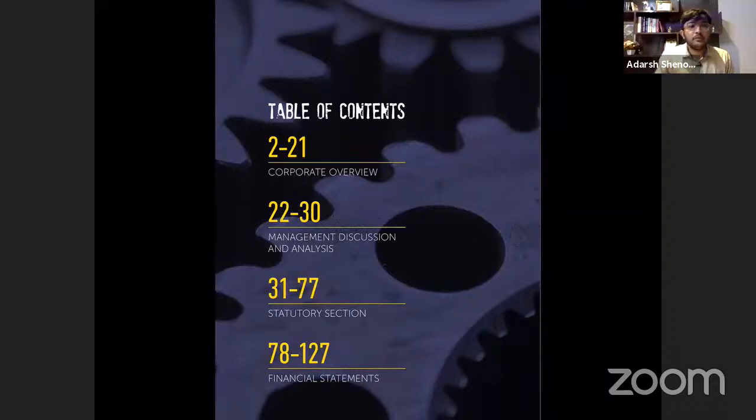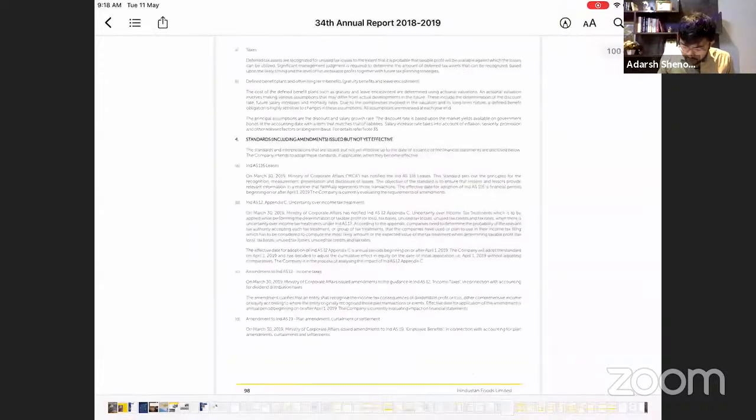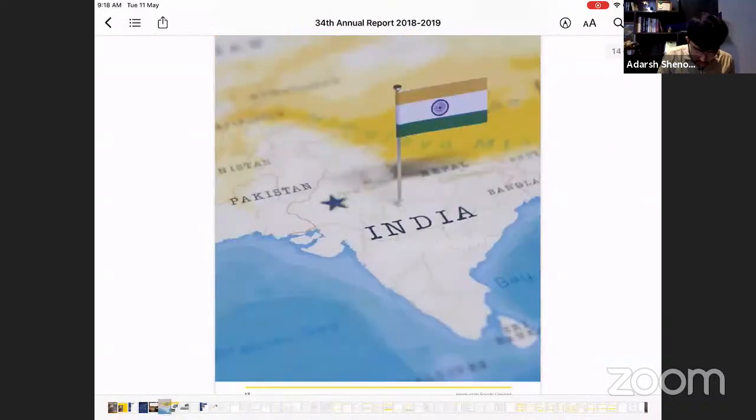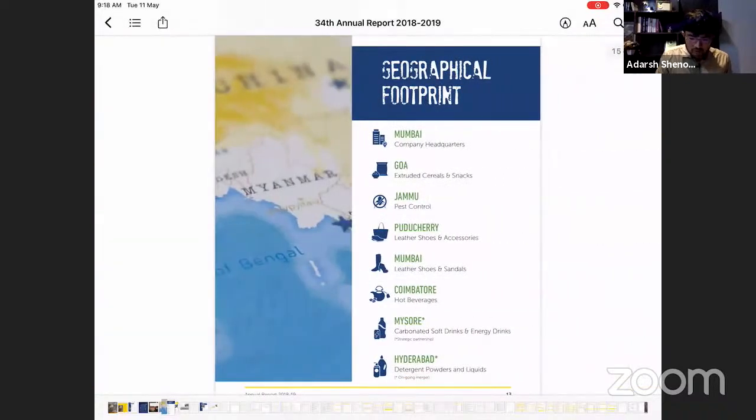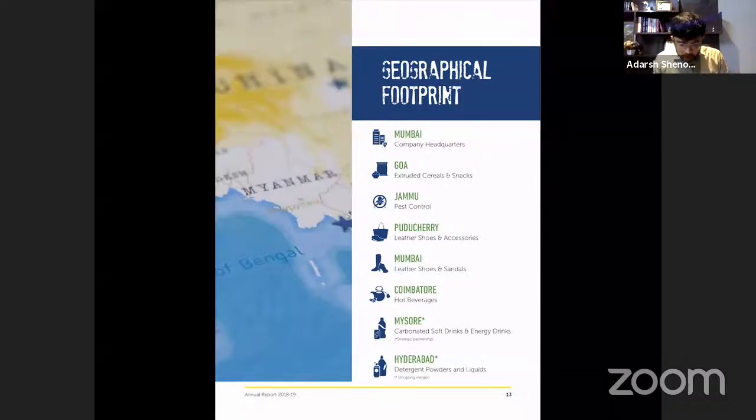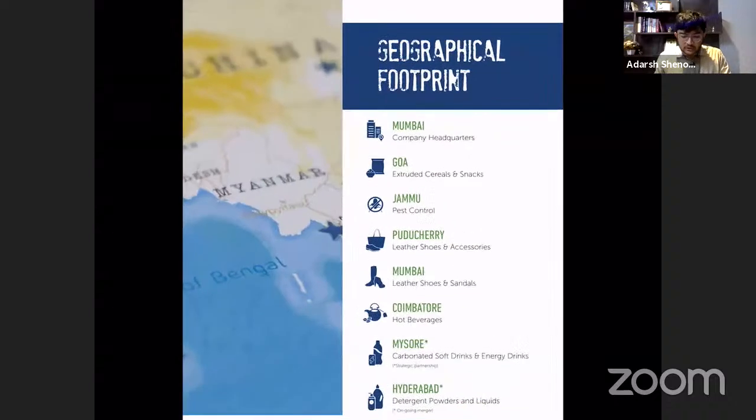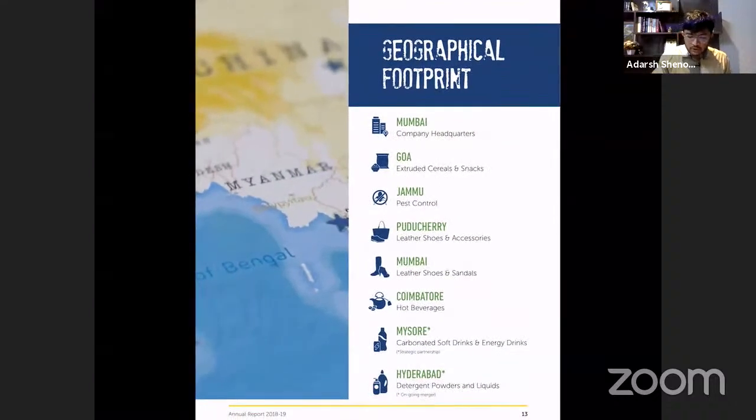Not just food items, they manufacture even leather items. You've heard about many shoes. I forgot the brand names, but they have leather factories in Goa and all that. So I'll show you what they do. They have factories in Mumbai, Goa, Jammu, Pondicherry, Coimbatore, Mysore, Hyderabad. So you can see what they do in these factories. In Mumbai, it's headquarters. In Goa, they have extruded cereals and snacks, baby food. For some companies, they prepare baby food and also snacks. Not just baby food, other cereals also. And snacks, like I told you, Kurkure, some sort of chocolates and all they produce there.